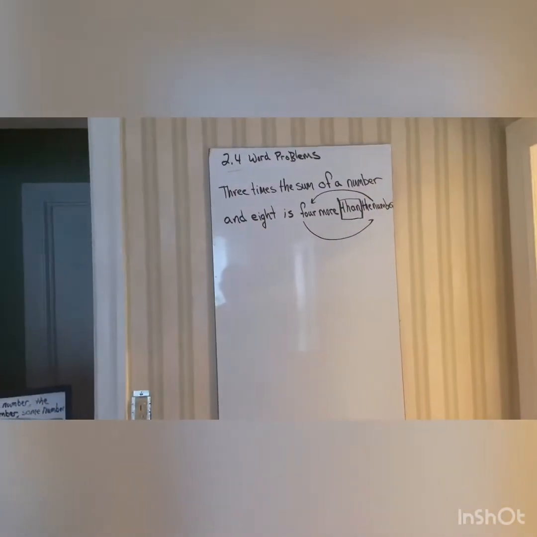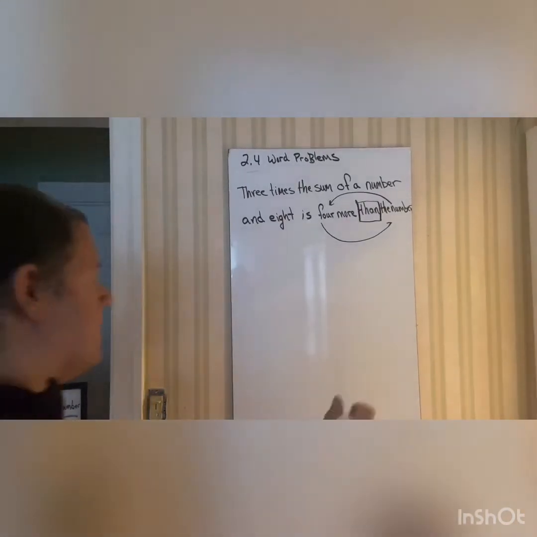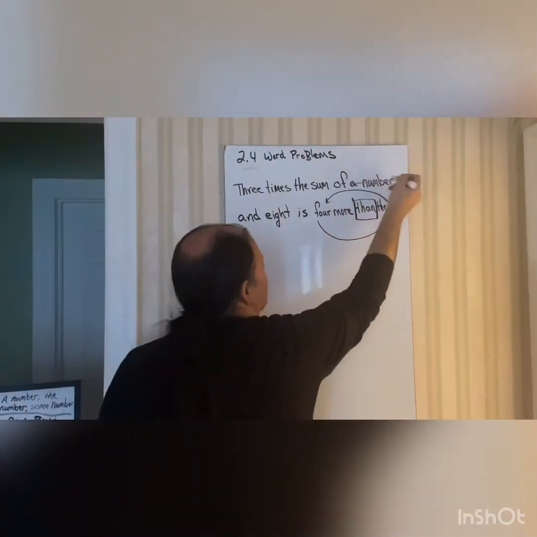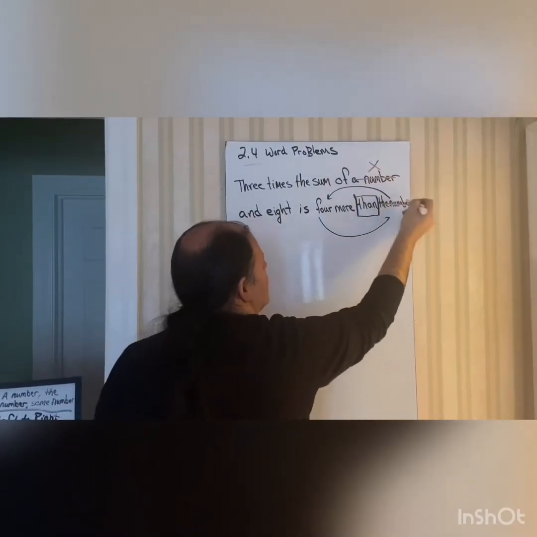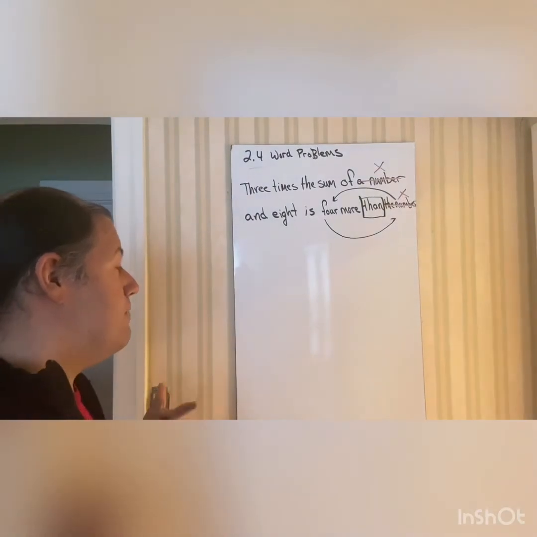Next, translate anything that says a number, the number, cross it out, make it the letter X. So see how this says a number? See how this says the number? Boom. Next, any key buzzwords?